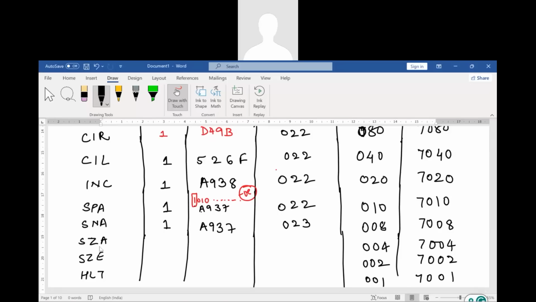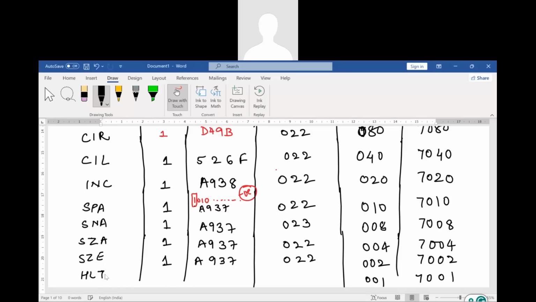Okay, now next one, skip if accumulator 0. Is the value of accumulator 0? No, it is A937. So nothing would happen. My values would remain as it is. Program counter 022. Skip if E is 0. Is the value of E 0? No. So nothing would happen. It would remain as it is. Program counter 022. This would become 002 and 7002.